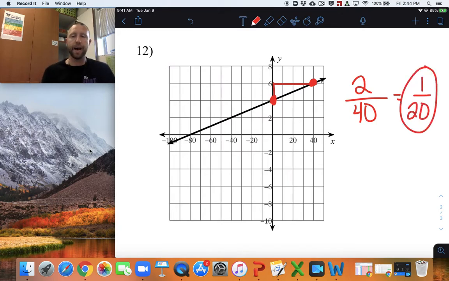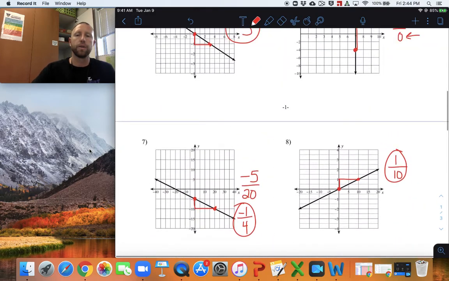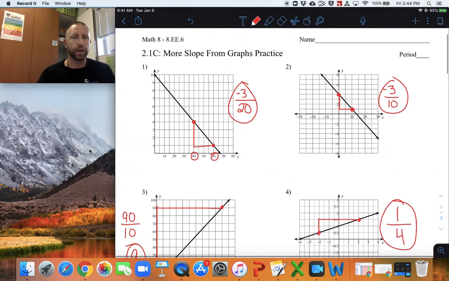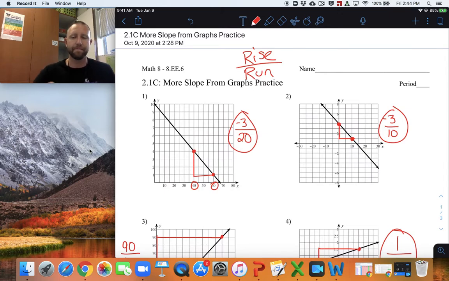All right, if you still have any questions, make sure you ask your teacher. For all of these answers here, all we did was pick 2 points, draw our slope triangle, and we always write slope as rise over run. All right, thanks.